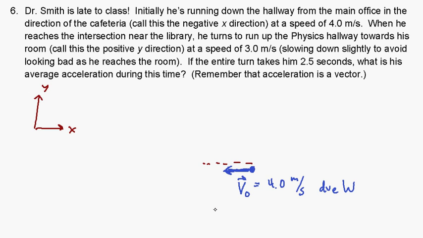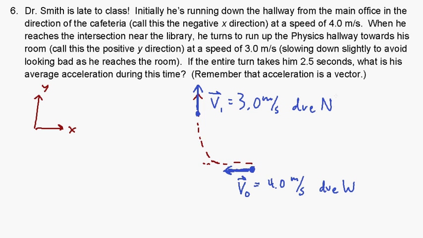Okay, and then I reach the intersection of the library and I turn to run up the physics hallway, and that sends me like that, at a speed of 4. And then I go to a speed of 3.0 meters per second as I finish. So when I finish, my velocity is due north. I'm going to call it v1 is 3.0 meters per second due north.